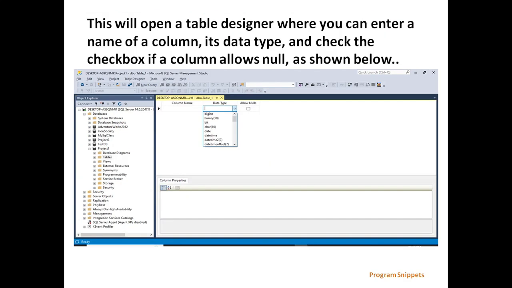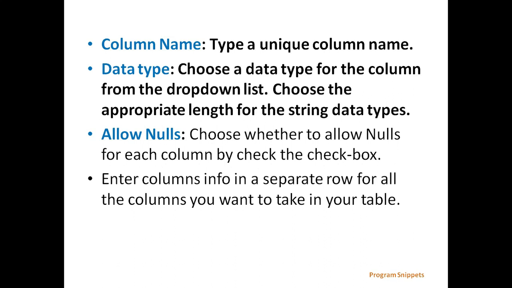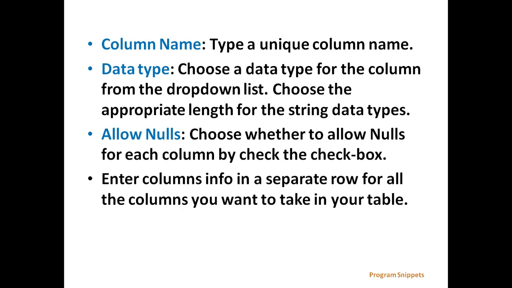you can enter the name of a column, its data type, and check the checkbox if the column allows null, as shown. In column name, type a unique column name, choose a data type for the column from the drop down list, choose the appropriate length for the string data types, and choose whether to allow null values for each column by checking the checkbox. Enter column information in a separate row for all the columns.